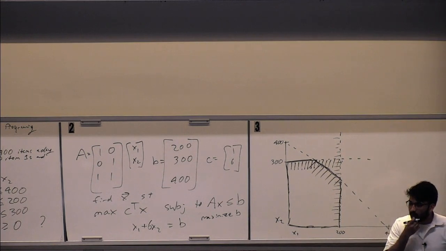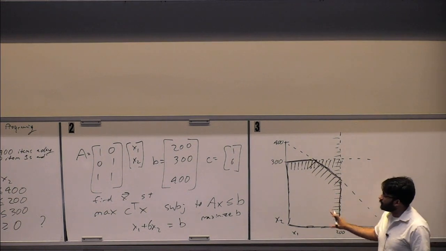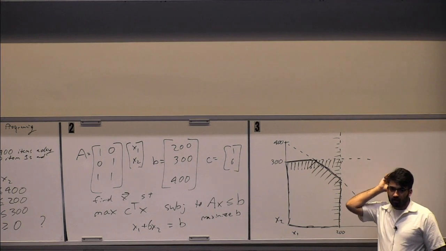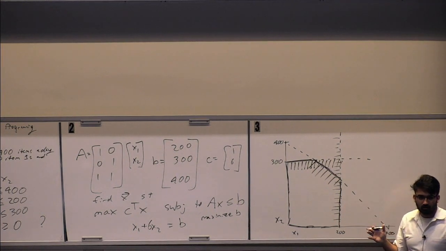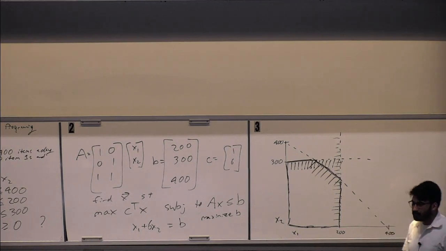So immediately, what do we think about the solution? Any solution to the linear program is going to be inside this polygon. Where do we think the maximal solution is going to be, not just for this polygon, but for any polygon? It's going to be on the border, right?